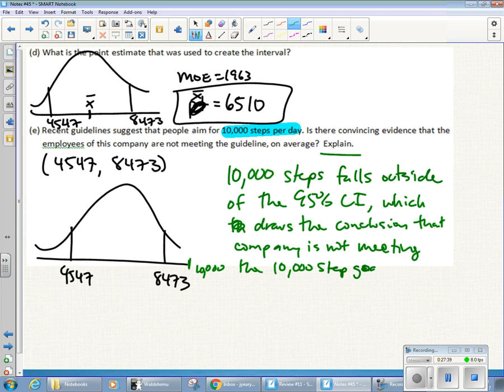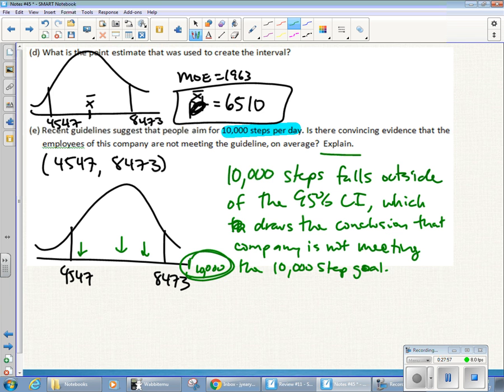This would be convincing evidence if it was somewhere in here, but the fact that it's way outside, not even close, by about 1,500 steps, tells you that these people need to get off their rears and start walking around a little bit more at work.